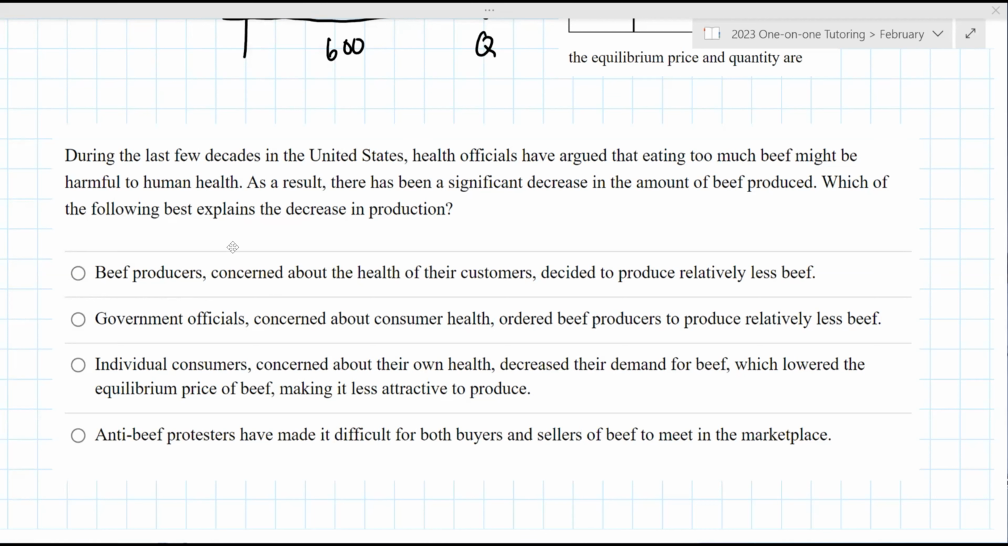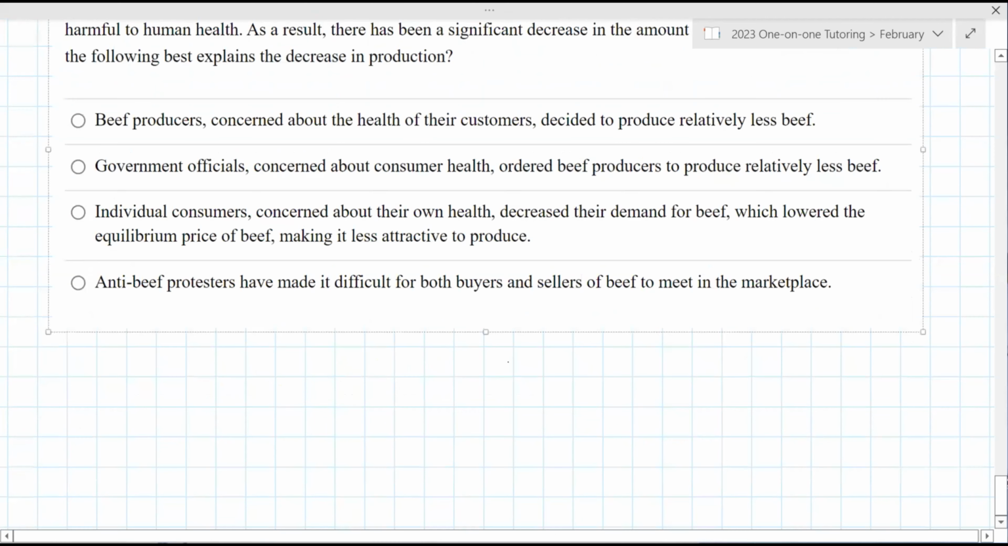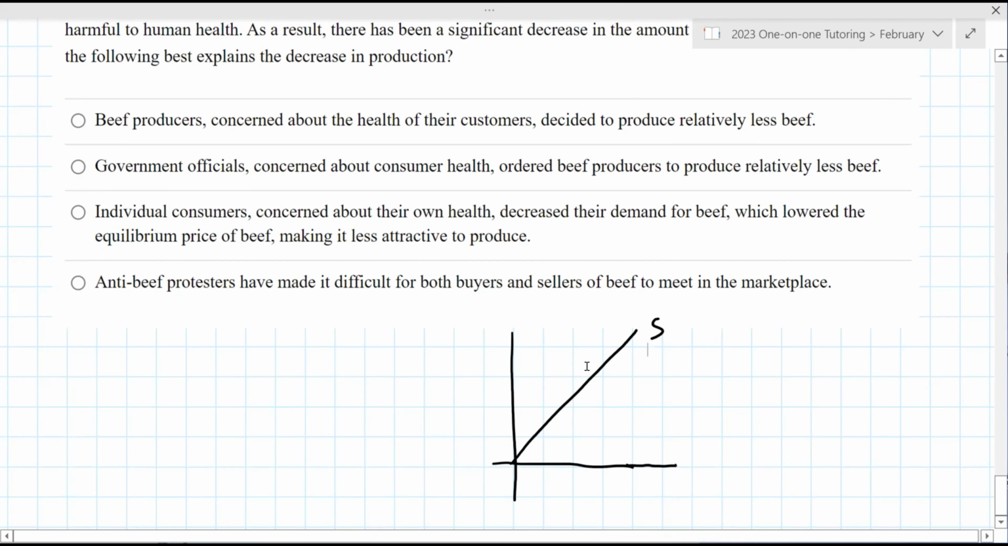So the beef producers, while they might be concerned about the health of their customers, they're not going to produce less beef, because suppliers always produce in this way, meaning they're going to produce more as the price goes up. Does that make sense? If you sold a product and you could get more money for it, you're going to make more of them. But demand is the other way. Demand is like, well, the cheaper it is, I'll buy more. So there's that perfect equilibrium.